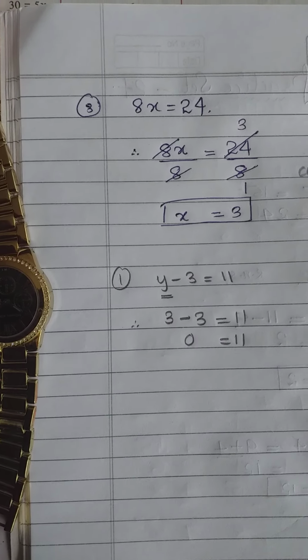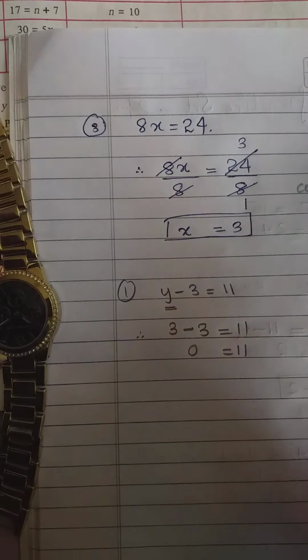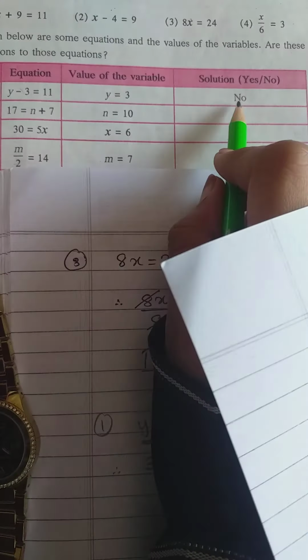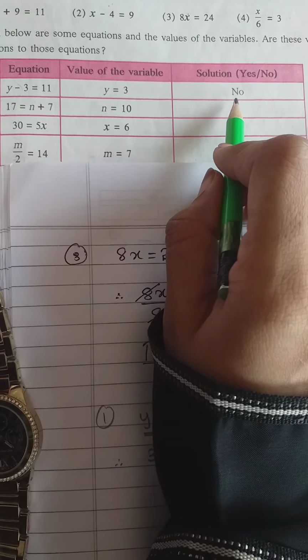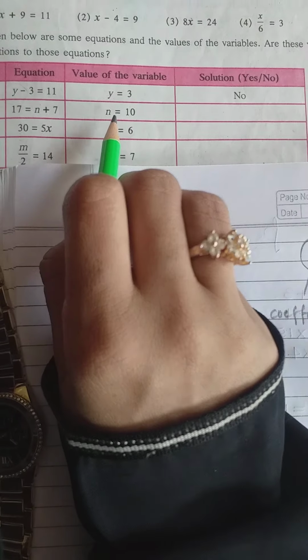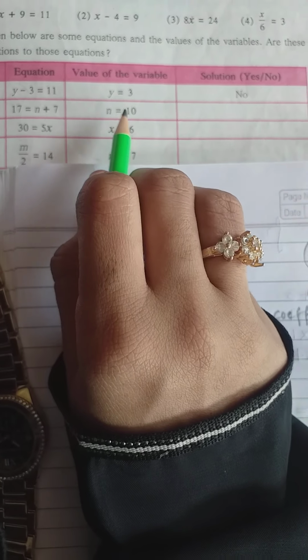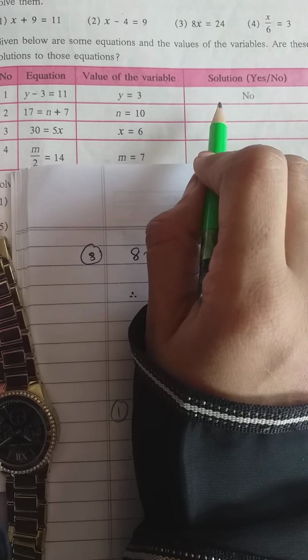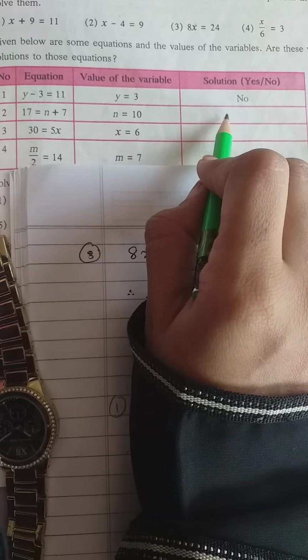So 0 is equal to 11? No, it's not an equation. So you have to write no in the column of this solution. You have to write yes or no. When you put the given value of the variable in the equation and you get equal values, it means your solution is right and you have to write yes over here. See the next.